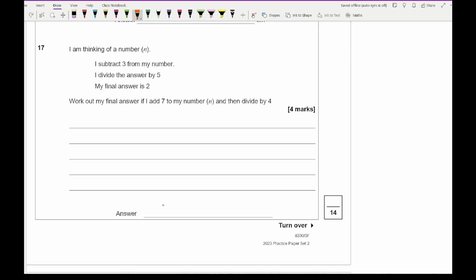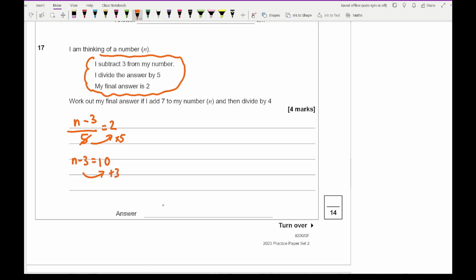So first things first, what we want to do is write this equation out. I'm starting with a number which I'm just going to call n. I subtract 3 and then I divide everything by 5 and the answer is 2. So what I want to do is solve this to try and find out what the original number was. So n minus 3 is going to equal, well, if I times that by 5, I get 10. And then add 3. So the original number was 13.